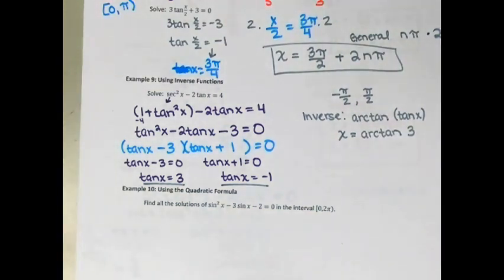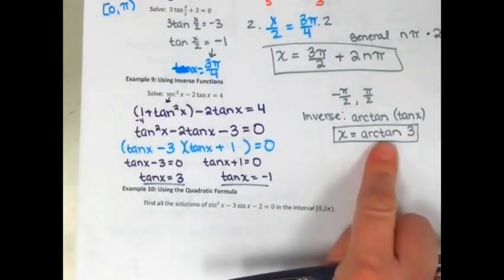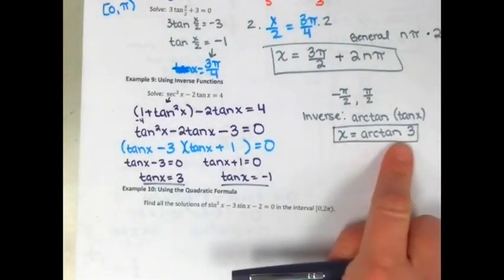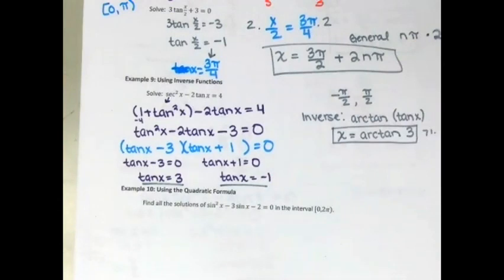Now, do we actually know what the tangent of what got me to 3? Do we have a 30, 60, 90 triangle? Did we have a 45, 45, 90 triangle? No. So that's the reason why I went ahead and used my inverse here. And we don't actually know that. So we're going to leave it as the arctan of 3. Because if you actually use your calculator, I think it said it was 71 point something degrees. That's kind of crazy, isn't it?